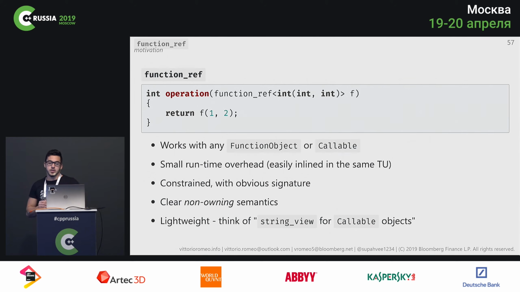It has very, very small runtime overhead. This is exactly the same as function pointers. So if everything is in the same TU, the same translation unit, everything will be inlined. It has a constrained and obvious signature, and it has clear non-owning semantics. So if you see function_ref, you know exactly this thing doesn't own anything, it's just referring to an existing callable. And the way I like to think about it is think about string_view but for functions.